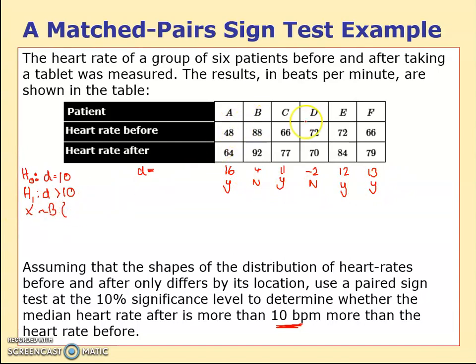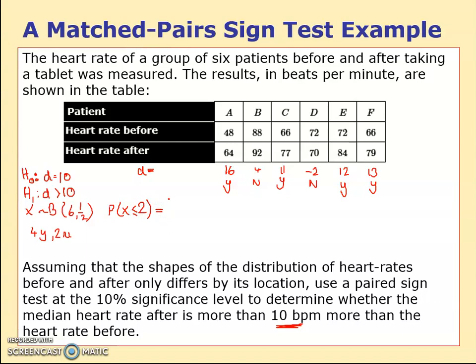How many did we have? We had 6. Should have had half above, half below if the 10 was the right number. But what did we get? We actually got 4 yeses and 2 nos. So if it was me, I'd now write the probability, pick the smaller number, less than or equal to 2.